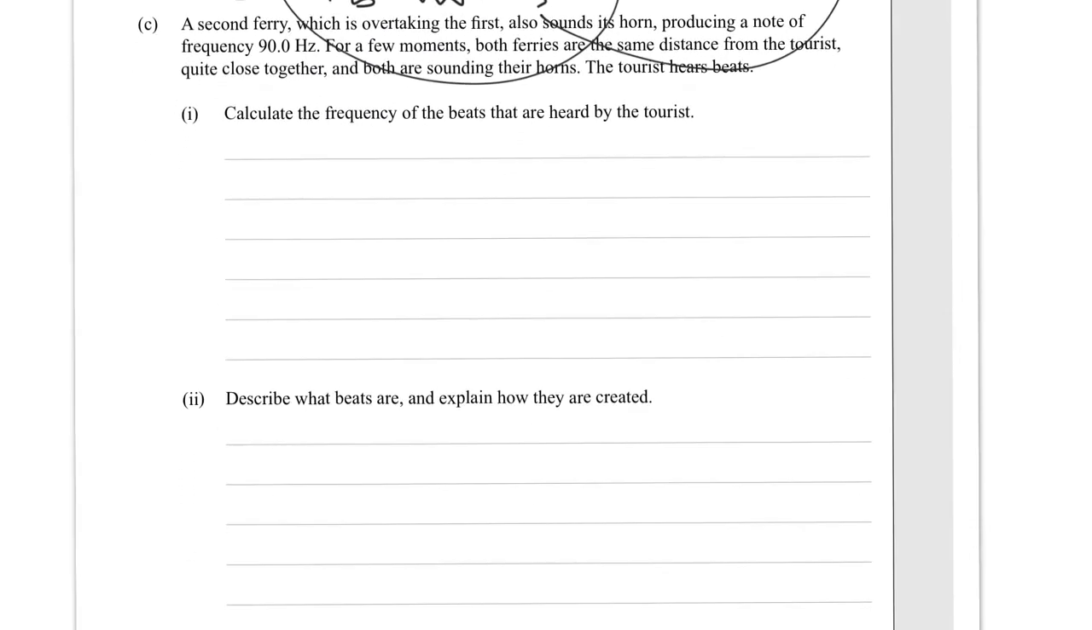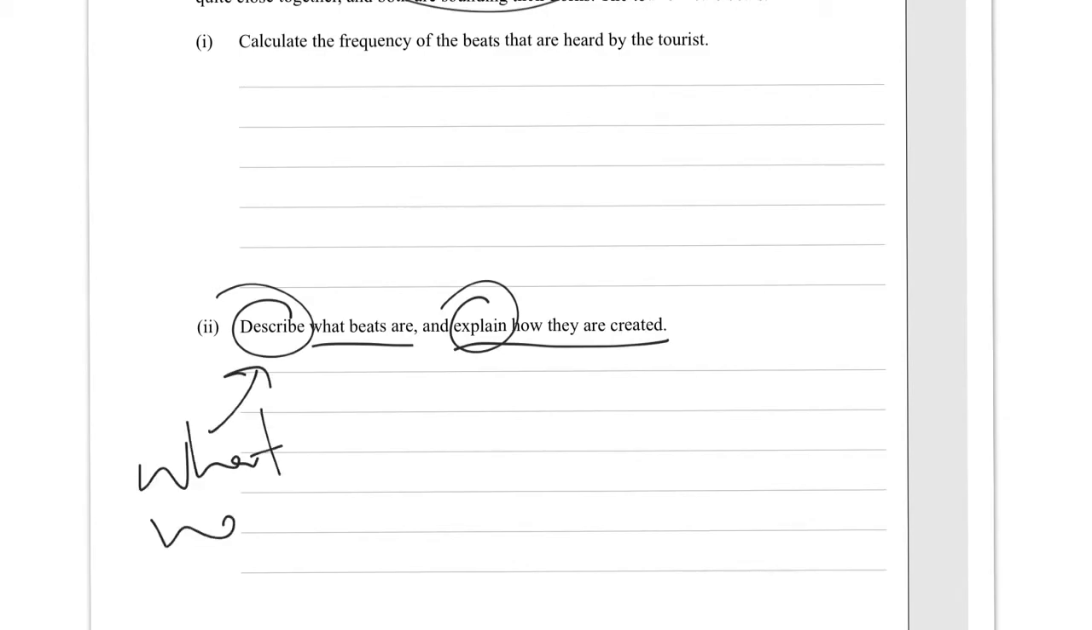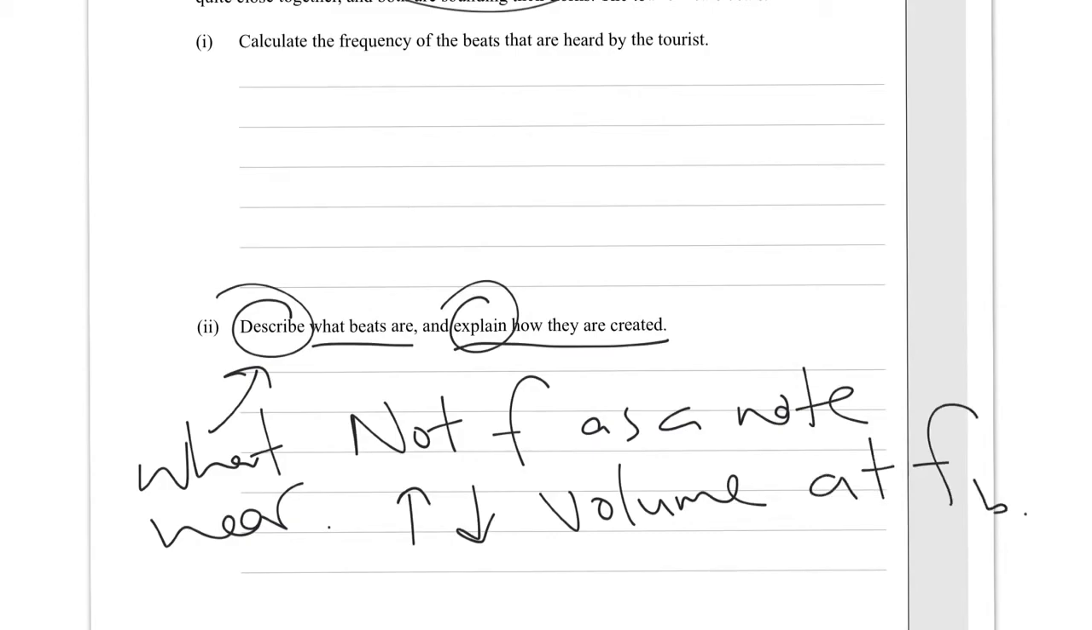Okay, the next question, very typical, and the last one in the paper. Describe what beats are, and explain how they're created. So two things, describe and explain. When you're describing, that's what you would hear. You're not going to hear the frequency as a note. What they want you to describe is the increase and decrease of volume at the frequency of the beat.